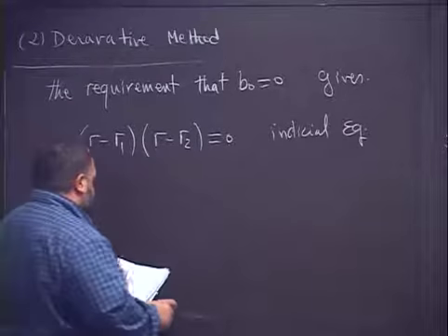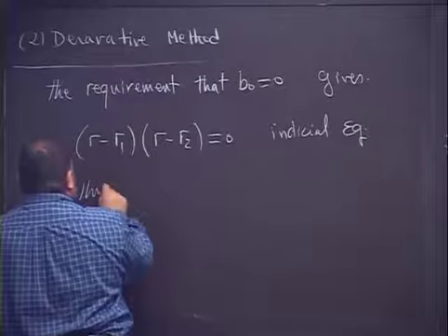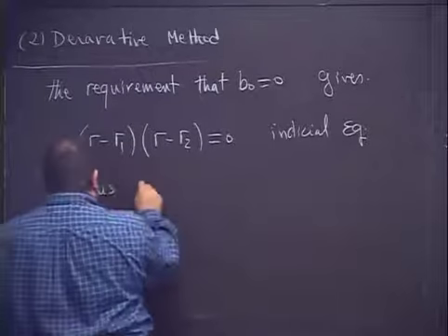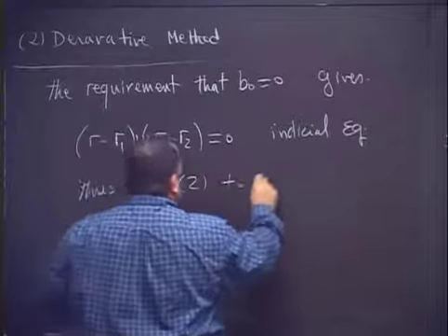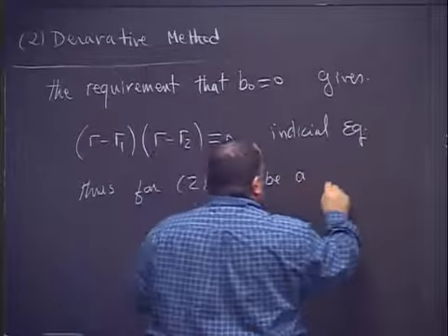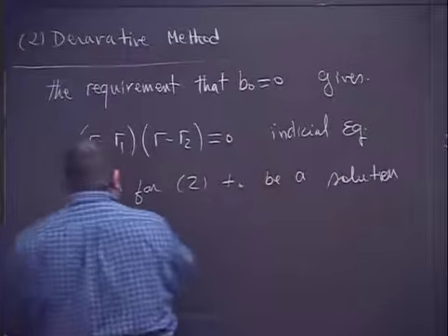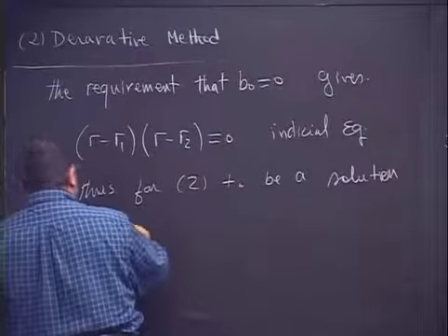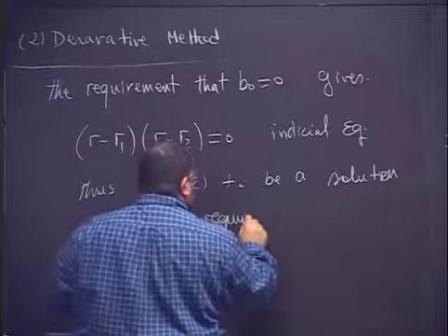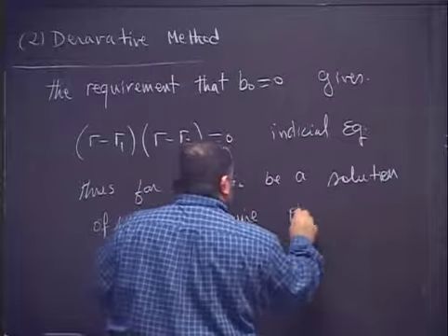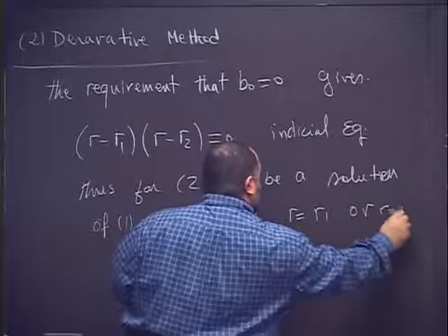So thus, this is just a review of what we used to do. So thus far, for 2 to be a solution of 1, we require that r equal to r1 or r equal to r2.